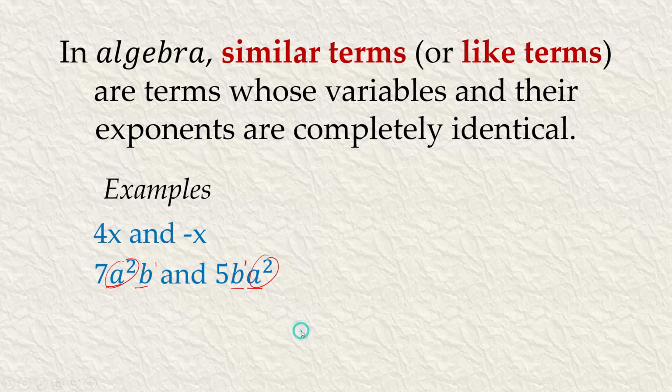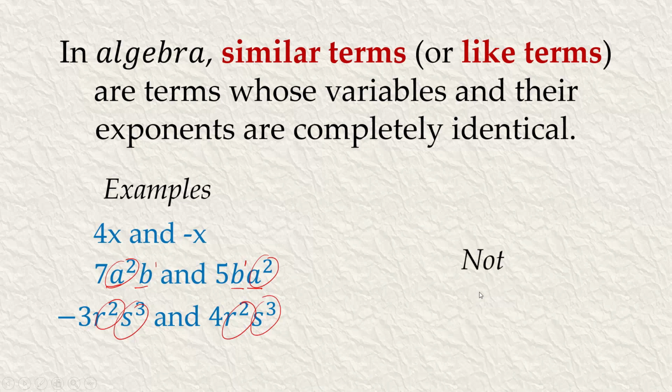Let's have a last example for this one. We have negative 3r squared s squared, and here we have 4r squared s squared. Both have r and s, and the exponents of the r's are 2, and for the s the exponents are also 2. So we can consider them as similar terms as well.